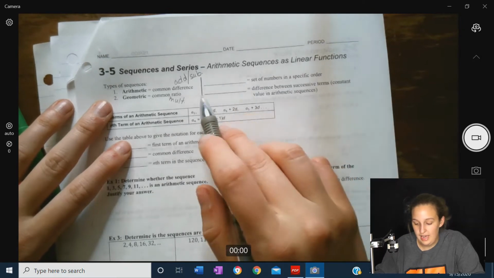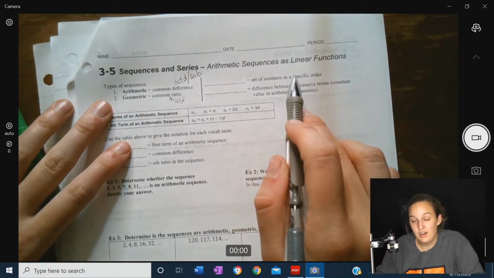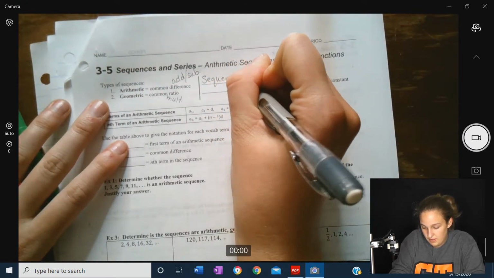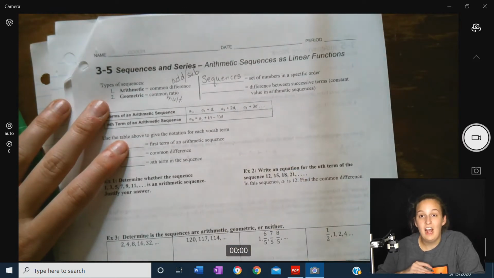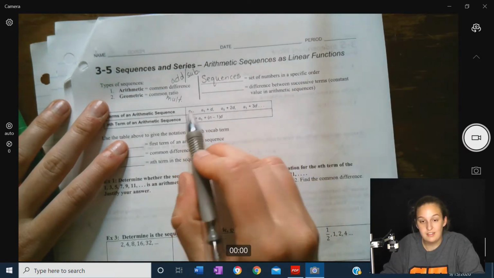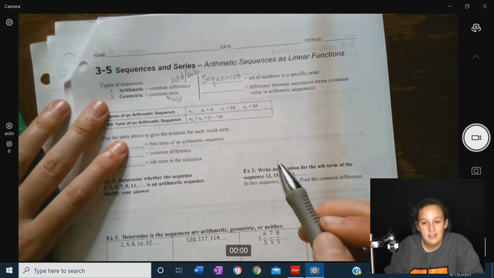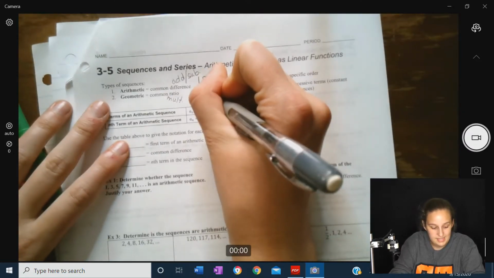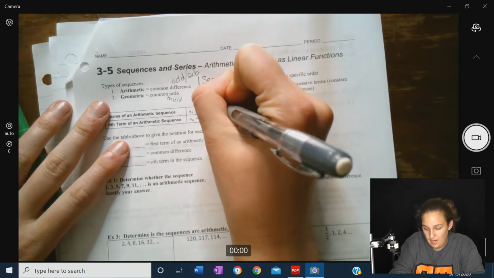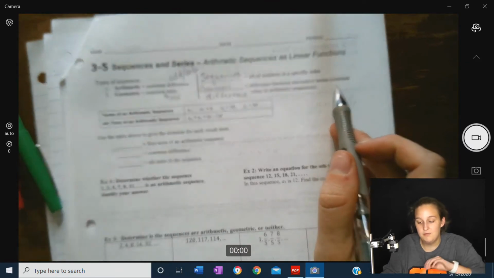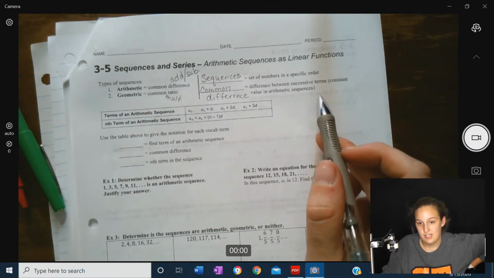So really what we're looking at is a set of numbers in a specific order. These are called sequences. So sequences are numbers that are ordered in that way for a reason. And the difference between these successive terms just means one that comes right after the other. And it's a constant value in an arithmetic sequence. This is called the common distance or common difference.